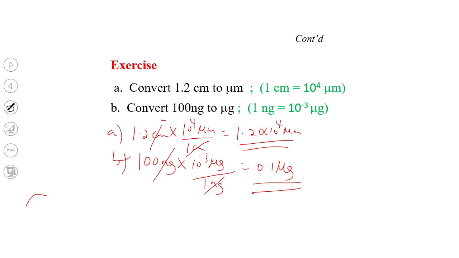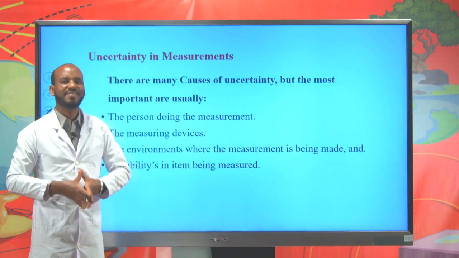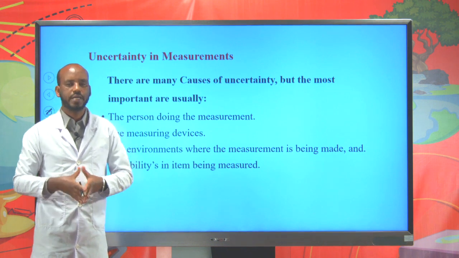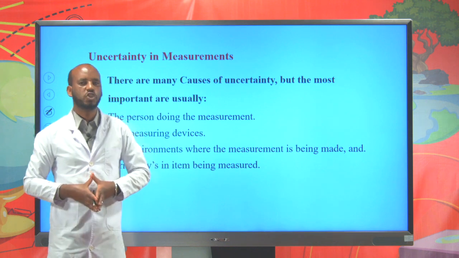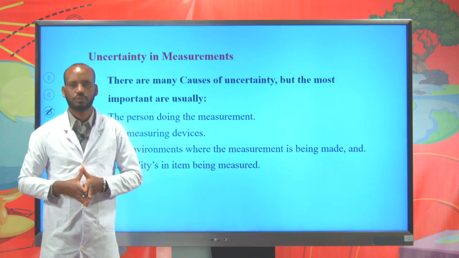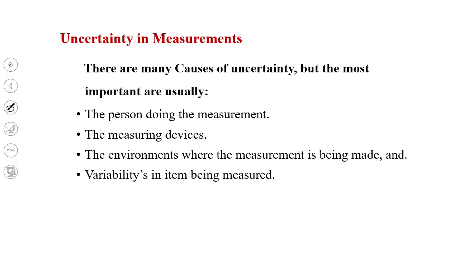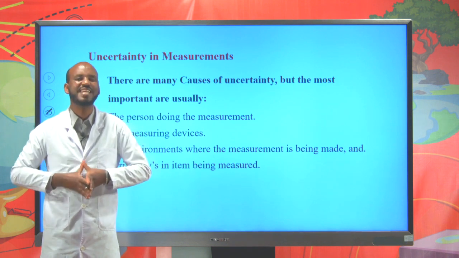Uncertainty in measurements. In scientific work, we recognize two kinds of numbers. These are exact and inexact numbers. Exact numbers are numbers which have defined values. Inexact numbers are numbers which have some uncertainty. Numbers obtained by measurements are inexact numbers.